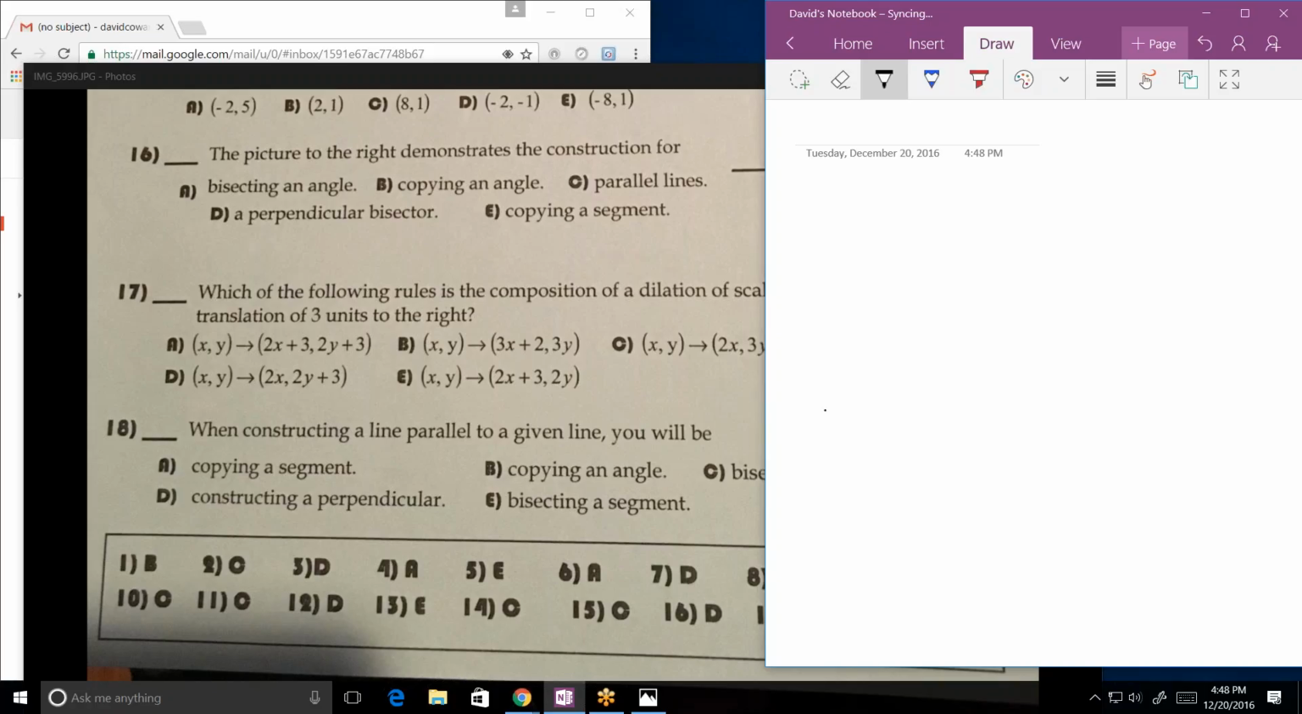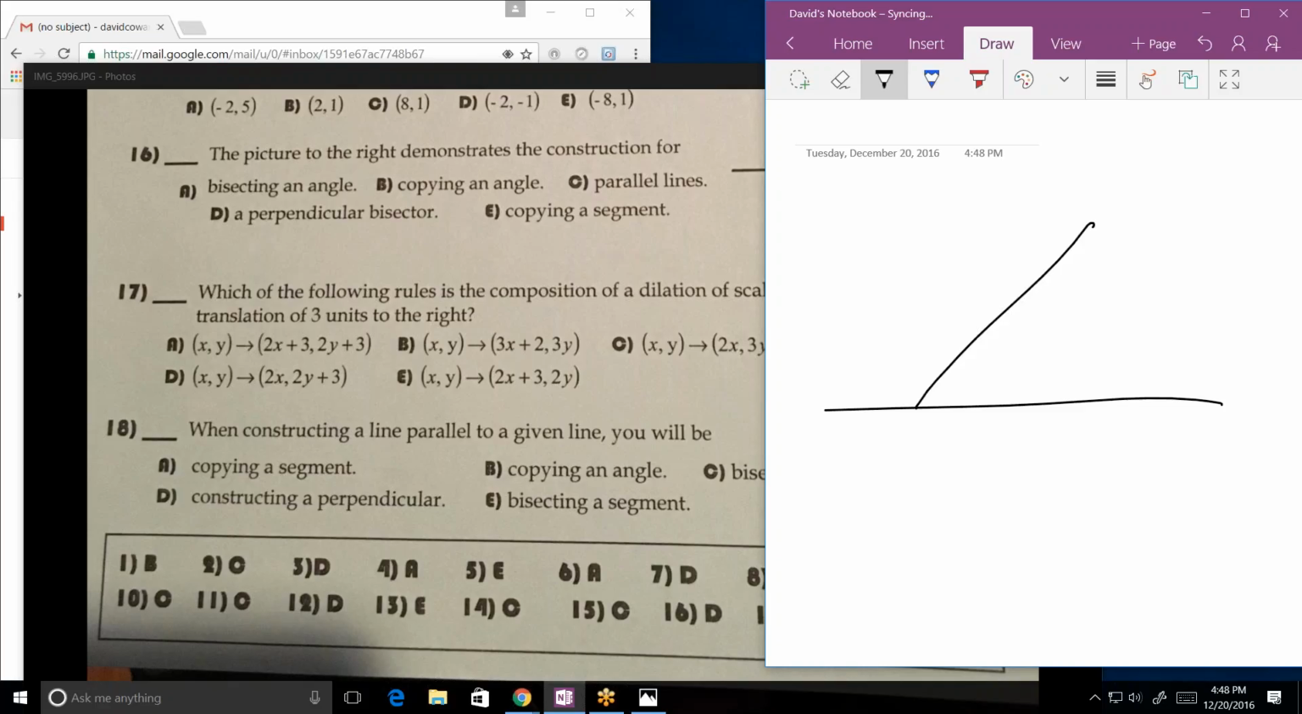I don't exactly remember. If a horizontal line, how do you construct a parallel line to that? By copying an angle. I don't remember. We learned about this a while ago, but I wasn't exactly paying attention. How I learned to do it was to just construct a perpendicular twice, and that works out for me. But for him, I knew that he taught it by copying an angle. Therefore, I knew that that would be the right answer.